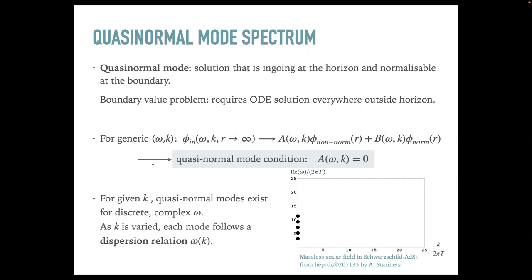Okay, so typically in order to find the quasi-normal modes, we have to find these solutions numerically and find the frequencies and wave numbers where A vanishes. And what you'll find is that for some given wave number K, there'll be some discrete set of quasi-normal modes, which each have a complex frequency. So here on this plot, I'm just sketching an example taken from this paper. This is quasi-normal modes of a massless scalar field in AdS5 Schwarzschild. So when K is zero, so for perturbations that have zero wave number, these dots here show the first five quasi-normal modes computed numerically, and there are infinitely many of these. I'm just showing the first five.